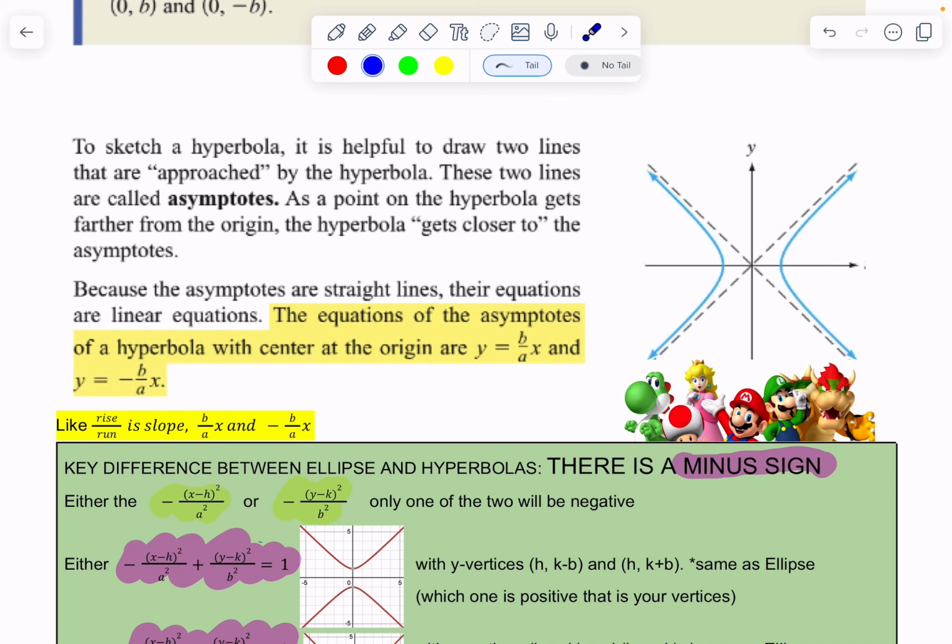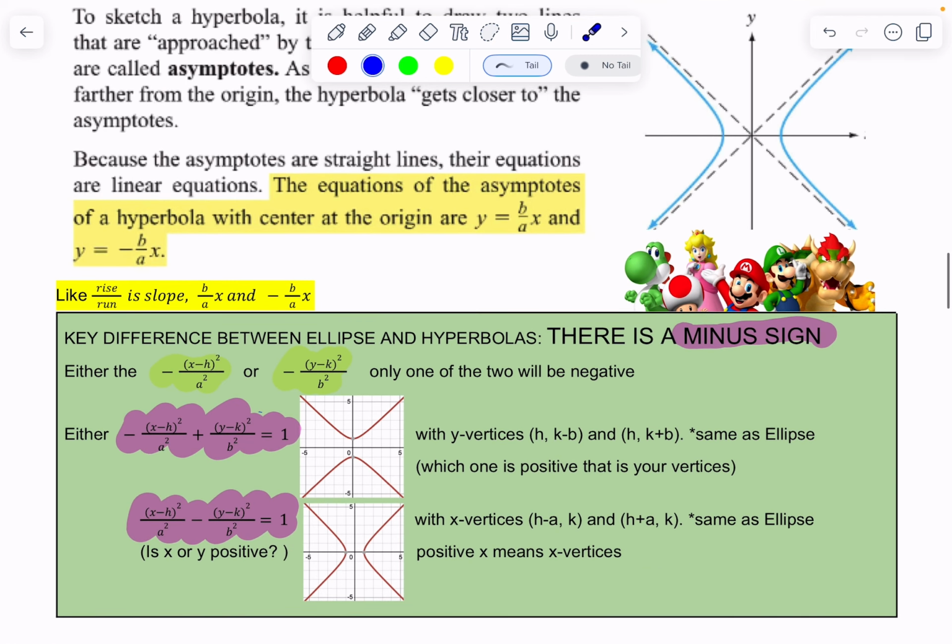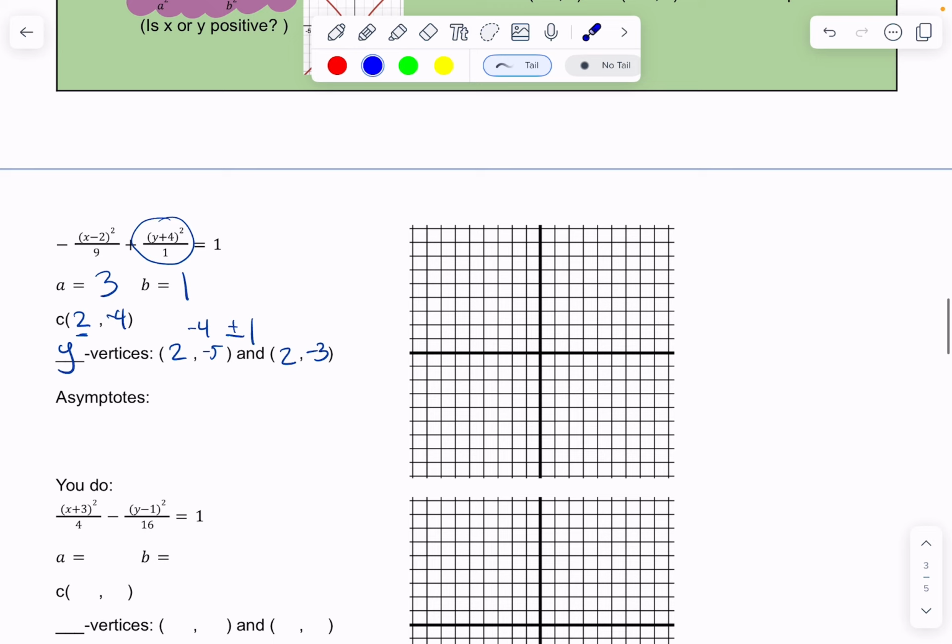Never mind. Moving on. The way you get the formula for the slope of that asymptote is going to be b over a x and negative b over a x. Think algebra 1, rise over run. You have your b over a, just positive and negative. So my asymptote for here, what is my b? My b is 1 over 3, comma, negative 1 over 3.